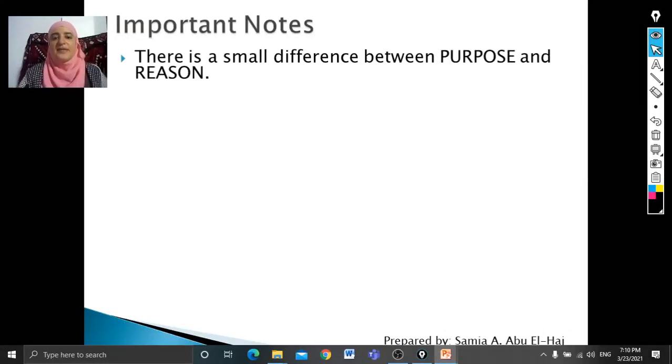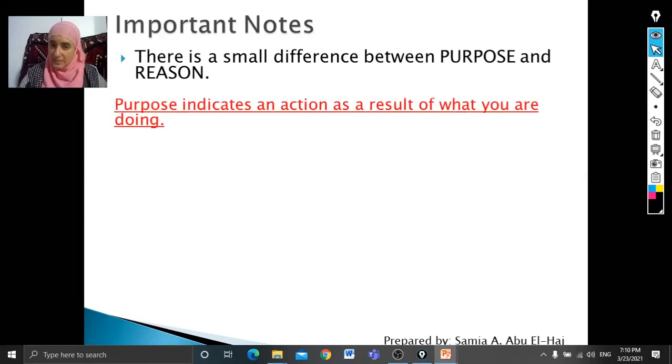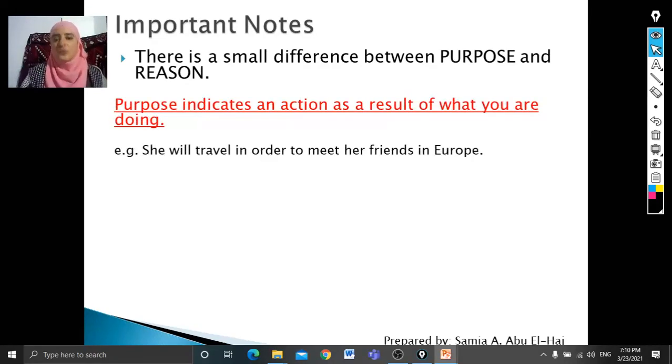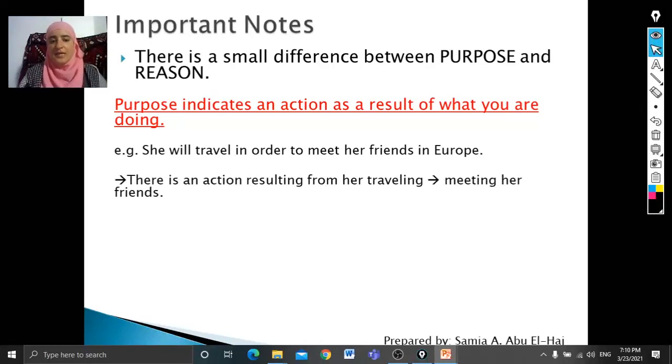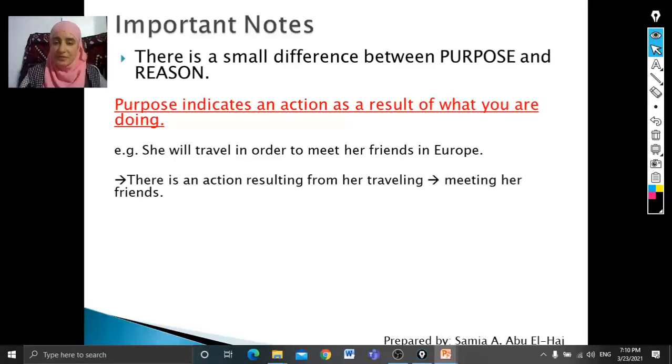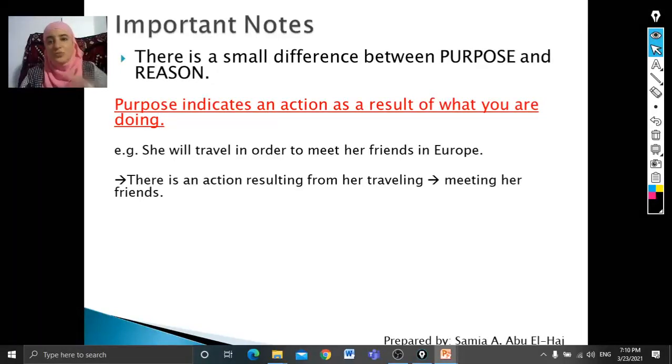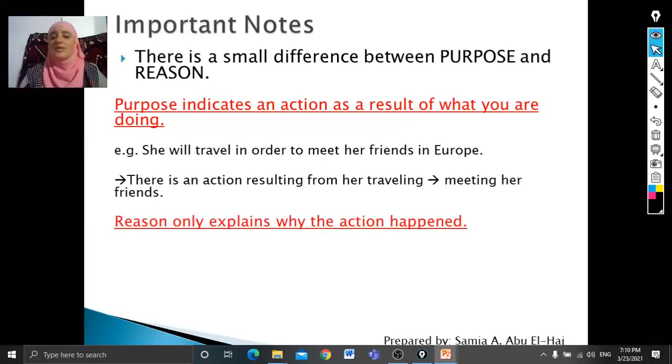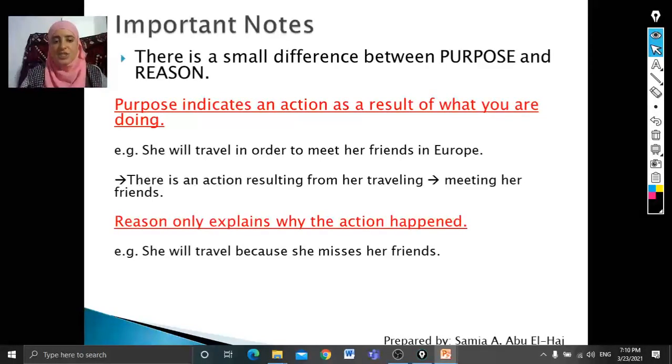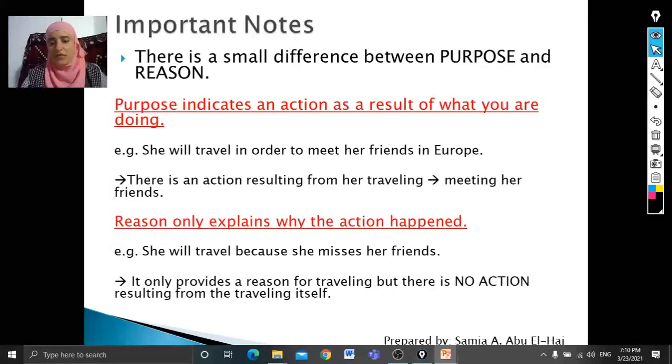All right. There is a small difference between purpose and reason, like we said. So purpose indicates an action as a result of what you are doing. She will travel in order to meet her friends in Europe. There is an action resulting from traveling. Why is she going to travel? To meet. There is an action. Okay, so that's purpose. Now reason only explains why the action happened. She will travel because she misses her friends, but there is no action. I didn't talk about seeing or meeting or talking about anything, right?